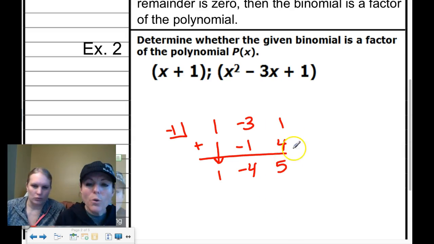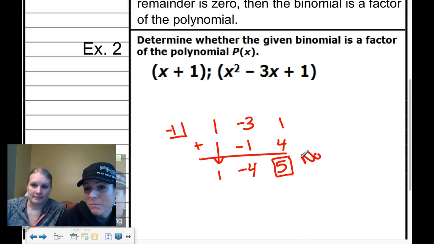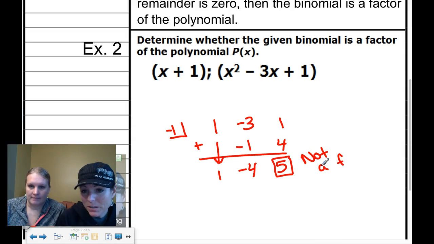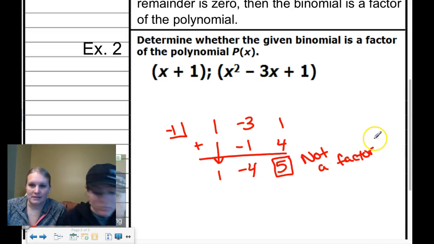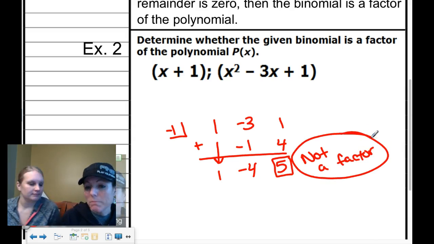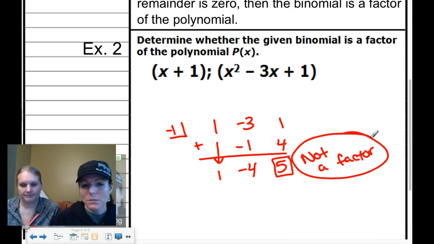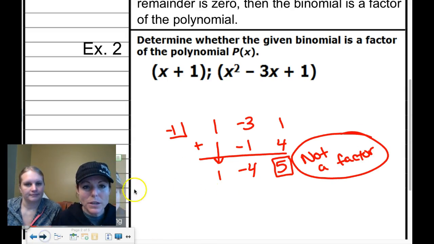So right now, do we have a remainder? Yes. So guess what? It says determine whether the given binomial is a factor of the polynomial. The answer is no. It's not a factor because it doesn't have a 0 there. Right, because the remainder is 5. The remainder has to be 0. Okay. Let's go to the next one.